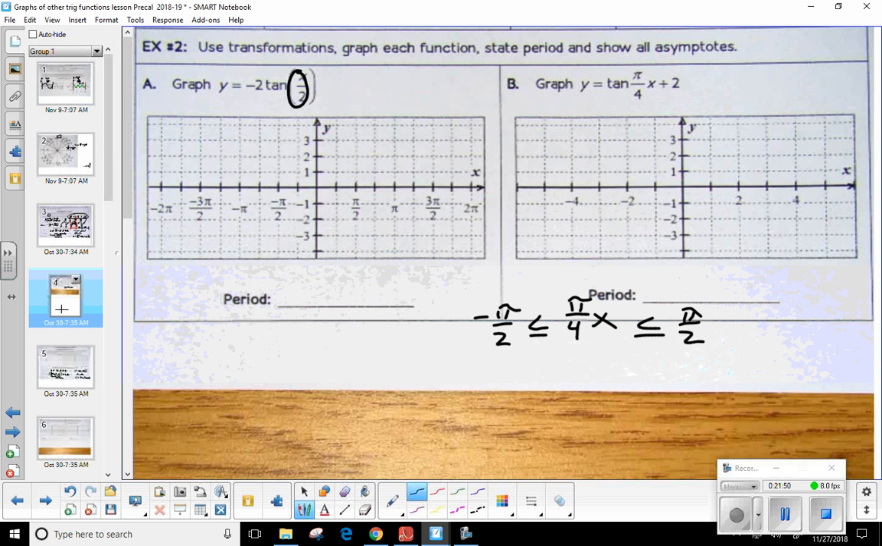There's no parentheses, right? But how do I still know, even without the parentheses, that pi over 4 has to go there? What is it directly connected to? It is directly connected to x. Now, if I was meant to put the plus 2 in there, then there would be parentheses to show me that. But without the parentheses, that means the 2 has to be vertical. Okay? Is everybody okay with that?